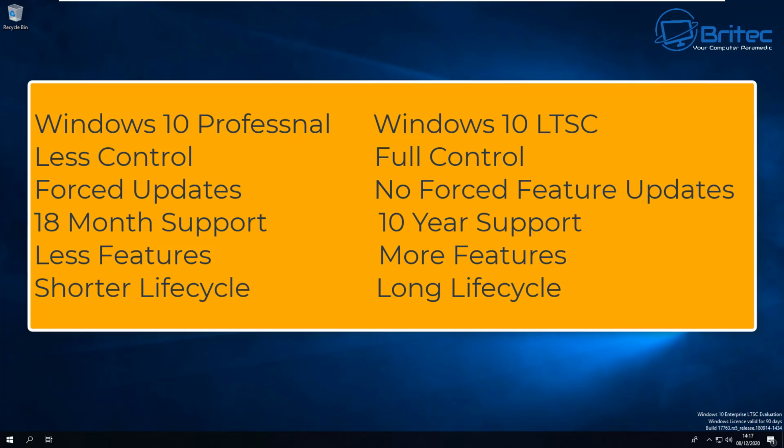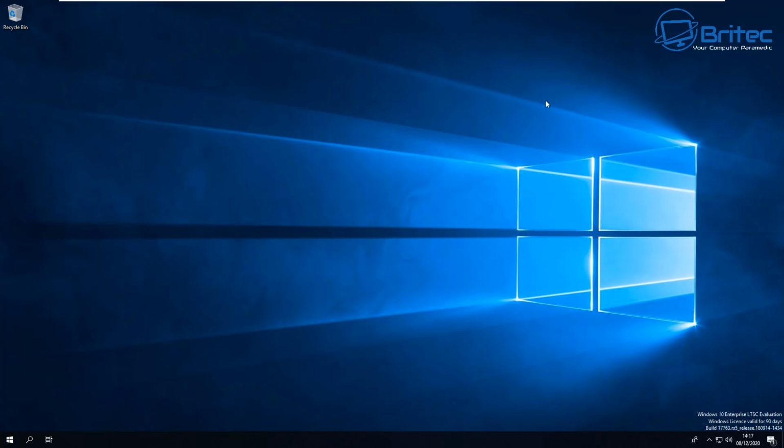18-month support is only for the Windows 10 Home and Professional. The support ends very quickly for those, whereas you'll find for the LTSC versions, you're going to get a 10-year support period, which is a very long time. That's because it's designed for business use. Less features on the Windows 10 Professional compared to Windows 10 LTSC as well. And also a shorter life cycle is on Windows 10 Professional compared to LTSC, which you do get a much longer life cycle. Also more expensive to use Windows 10 Professional on a business level, and also multiple keys are used, whereas a single key is used on LTSC as well.